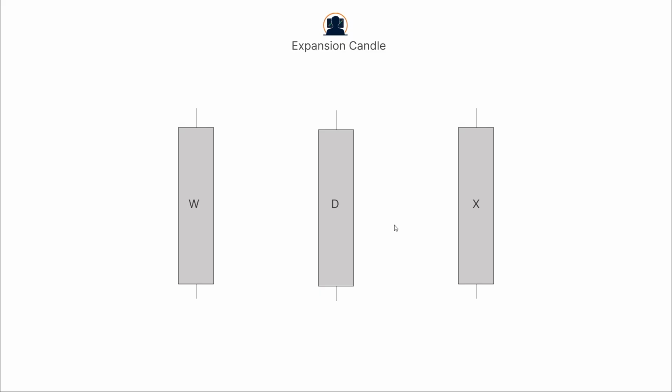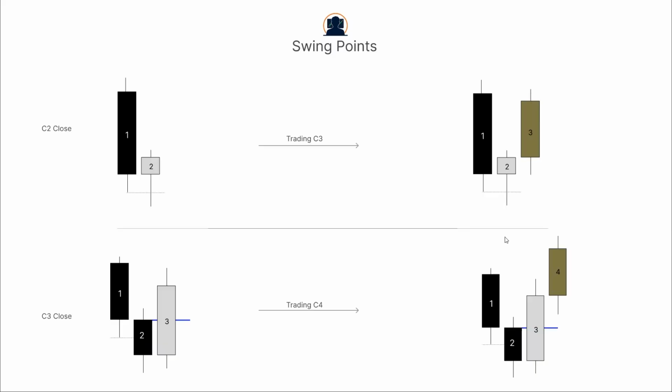We know that we always want to trade expansion, and the market cannot expand without a reversal, and the market cannot reverse without a swing point. So with this in mind, we need to understand how swing points form in order to anticipate expansions, right? So we have two types of swing points. We have the C2 closure and we have the C3 closure. We have the C2 close.